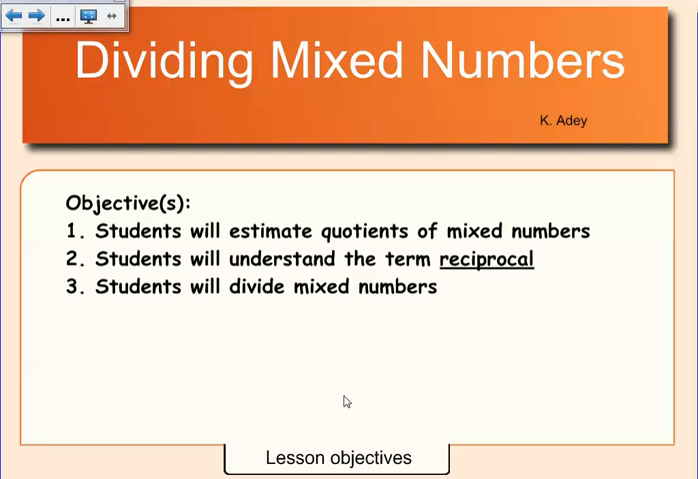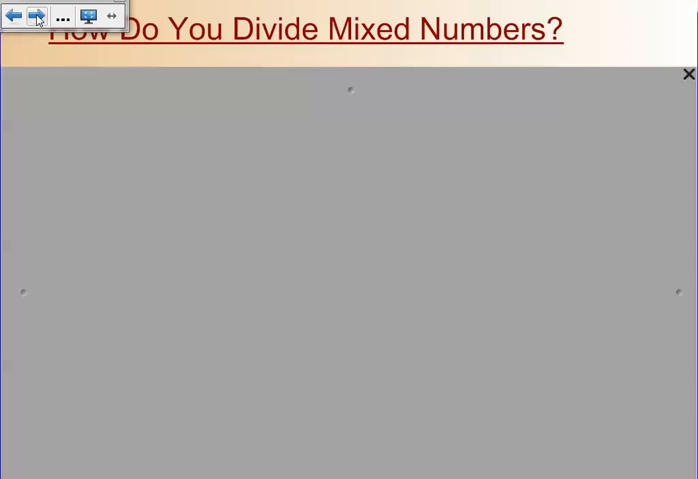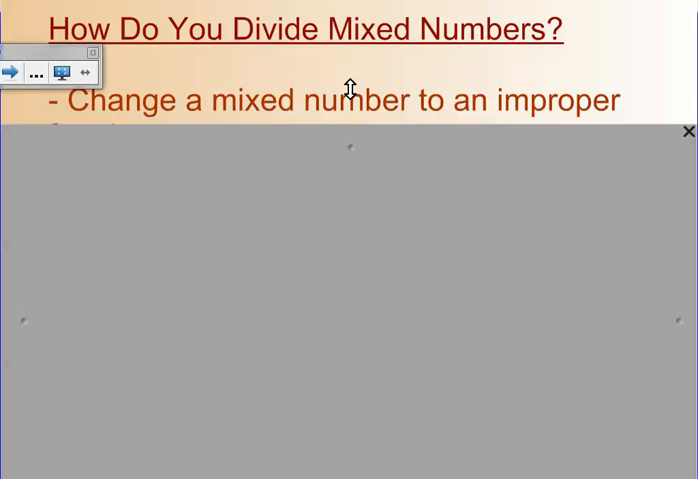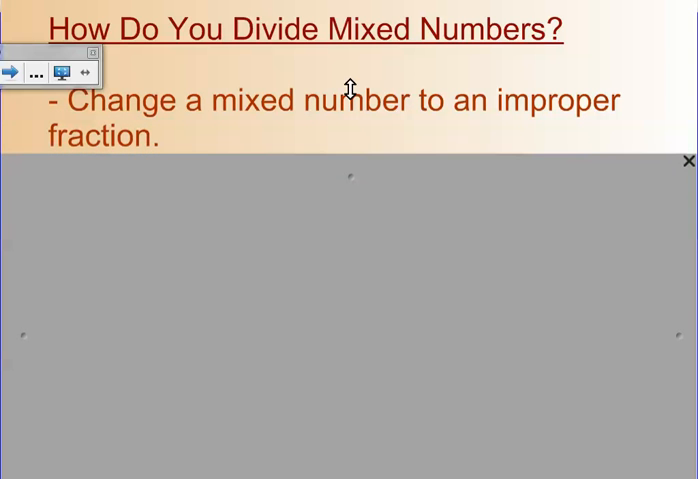All right, so today you'll notice in our notes packet, we finally get to the magical KFC for our notes. So how do you divide mixed numbers? Dividing mixed numbers is going to be very similar to multiplying like what we did yesterday. So step one, just like before, is I need to change any mixed numbers to improper fractions.